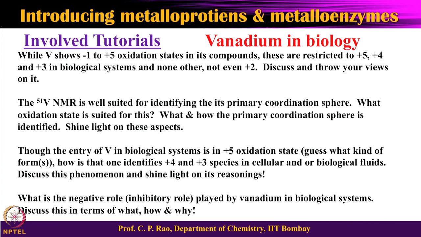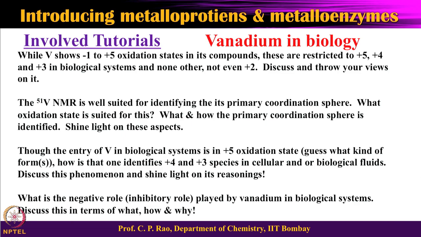Though the entry of vanadium in a biological system is in the +5 oxidation state, that is the one. So, what are the kinds of species in the +5 oxidation state? Vanadate and other vanadates too, depending upon the concentration and pH. Guess what kind of forms? How does one identify the +4 and +3 species states in the cellular and biological fluid? So, discuss this phenomenon and shine light on its reasoning.